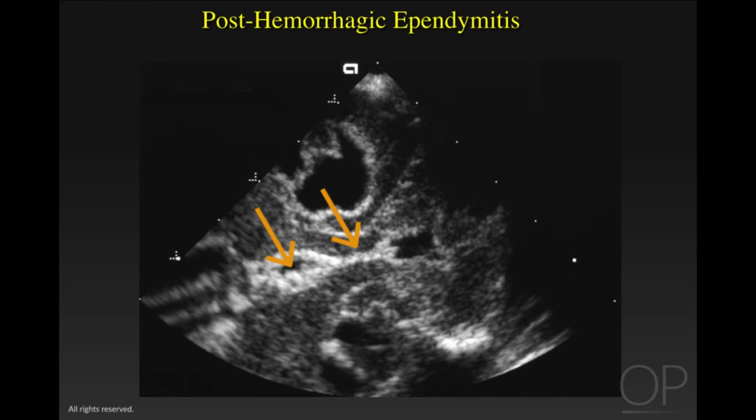The aqueduct is also thickened and filled with clot and ependyma, and the clot extends all the way posteriorly to the roof of the normally shaped fourth ventricle. So we can use this view to identify the location and extent of obstruction and clot throughout the ventricular system.